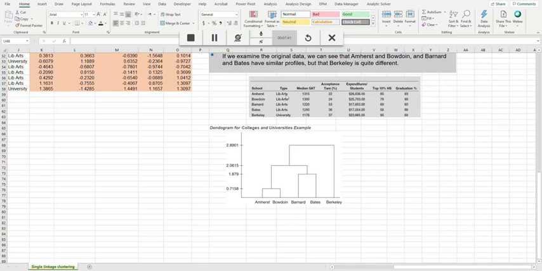And if we look at the data, we see that clearly these 4 universities, liberal arts colleges, have similar profiles, and they're very different from Berkeley. So we see that we could identify the similarities and put them together in a meaningful way.